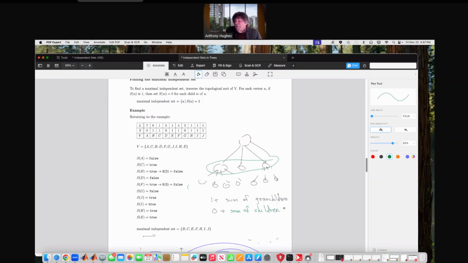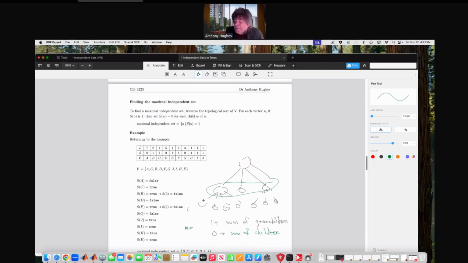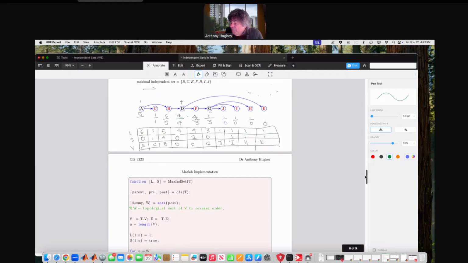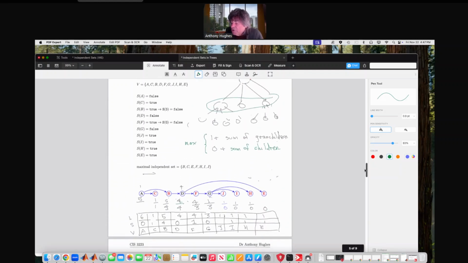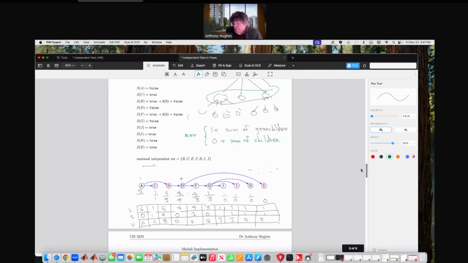So at each step, I look for the max of these two. If it's the 1, I include and put you in. If it's 0, I exclude and just do the sum of the children. And that's exactly what I've got here. 1's a J. J is 1, 1.